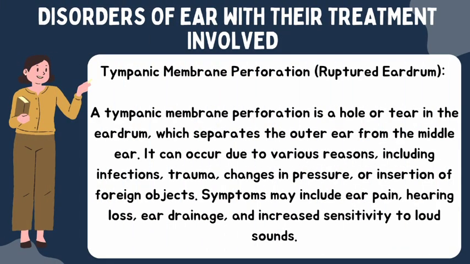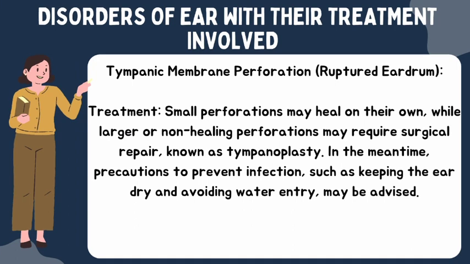Sixth, tympanic membrane perforation, ruptured eardrum. A tympanic membrane perforation is a hole or tear in the eardrum, which separates the outer ear from the middle ear. It can occur due to various reasons, including infections, trauma, changes in pressure, or insertion of foreign objects. Symptoms may include ear pain, hearing loss, ear drainage, and increased sensitivity to loud sounds. Treatment: small perforations may heal on their own, while larger or non-healing perforations may require surgical repair, known as tympanoplasty. In the meantime, precautions to prevent infection, such as keeping the ear dry and avoiding water entry, may be advised.